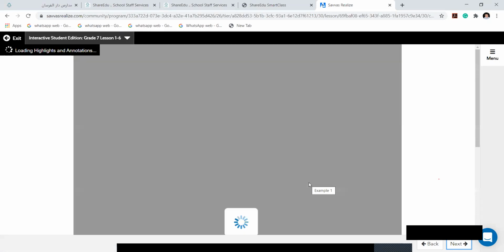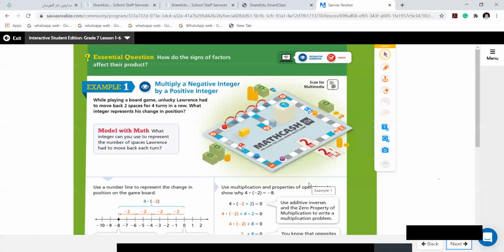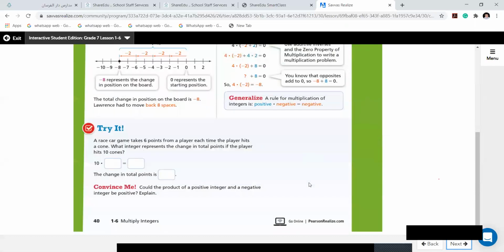It's a very simple lesson. That's fine. Maybe like 80% of the lesson, I can finish it today. It's a very simple lesson, if you know the multiplication.